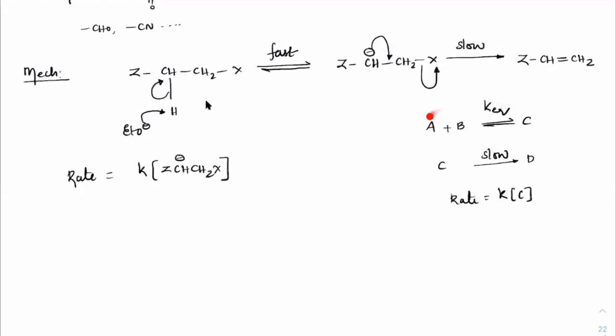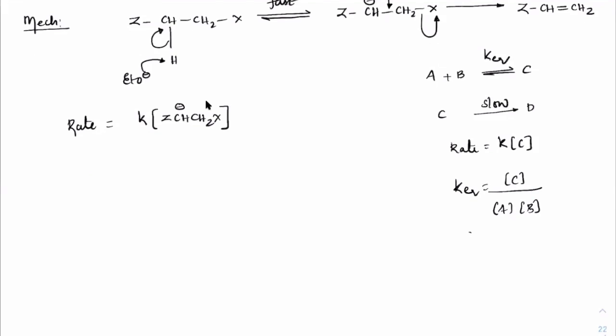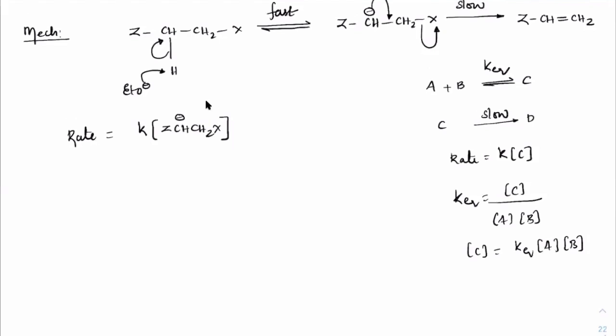So what we can do is use this information of equilibrium. We take K equilibrium equal to concentration of C by concentration of A into concentration of B. So from here we can evaluate concentration of C equal to K equilibrium into concentration of A into B. If I resubstitute that back here, then rate would be equal to some K into K equilibrium into concentration of A into concentration of B. So now the rate equation is completely in terms of reactants. Here, everyone, the same technique I'll apply.